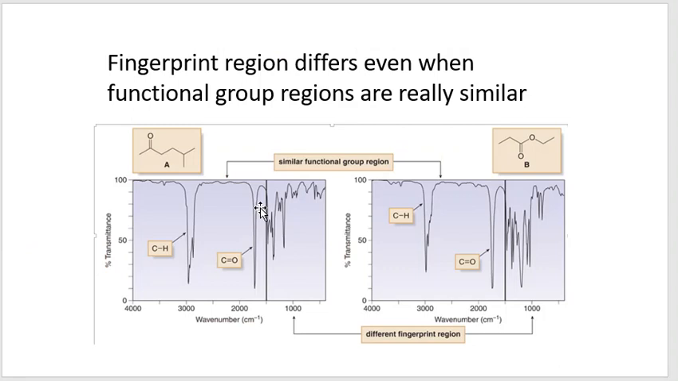And then a final note about the fingerprint region. Here we have two different molecules. One's a ketone, one's an ester. You can see that the functional group region is very similar. We couldn't use that functional group region to distinguish between these two molecules. But you can see on the right side, in the fingerprint region, they're really different. That can tell you that you have different molecules. And again, if you're fairly sure what you made or what you have, then you can compare it to a standard IR.